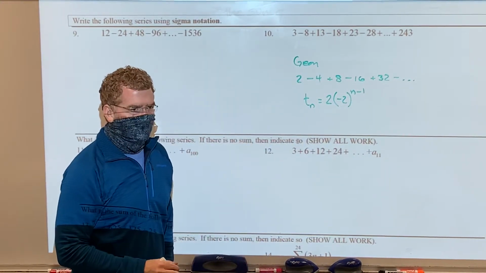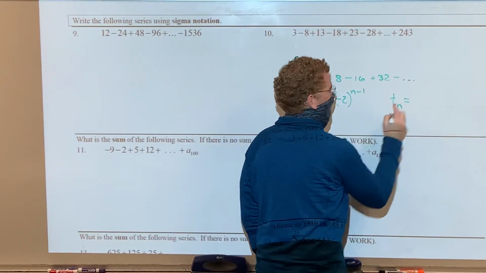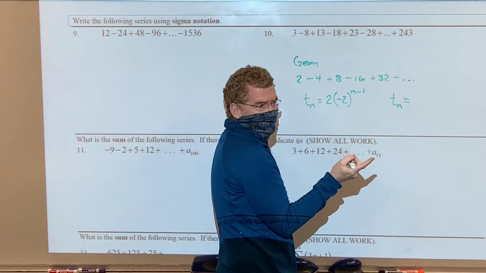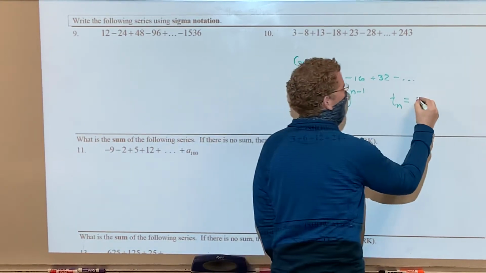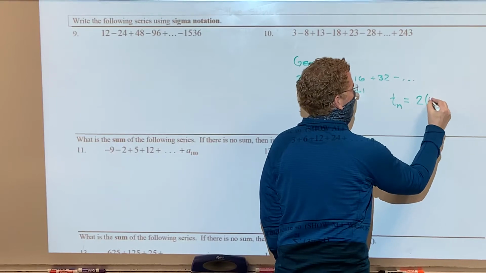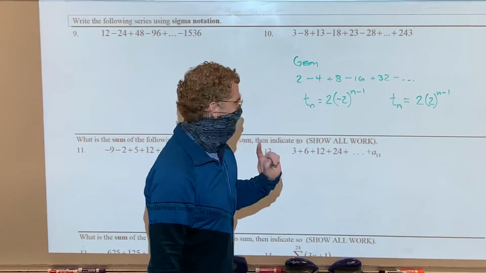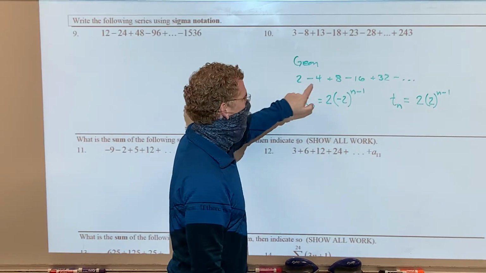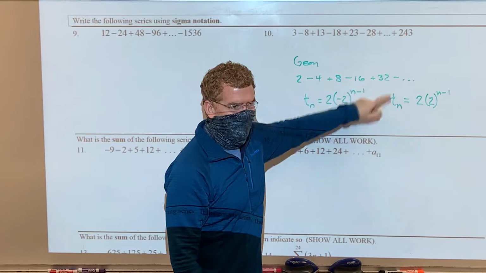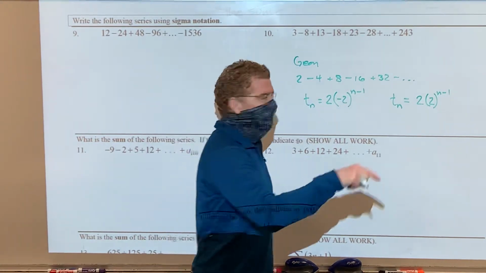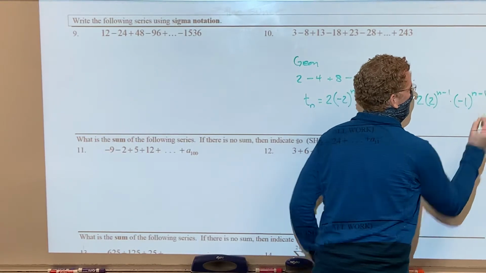Right? Now I have a question. Could you have also done this? You wouldn't want to do this with the geometric because it's so easy to look at the ratio this way. But could you have done this? Just multiplied by 2 to the n minus 1. And if you think about that, that's going to give you 2, positive 4, positive 8, positive 16, positive 32. And then, to change the signs, do that.